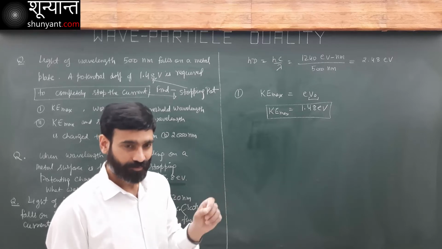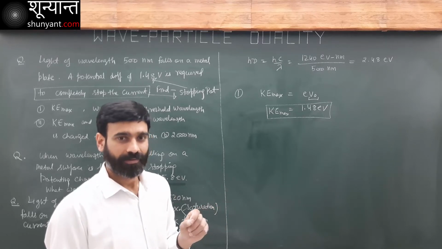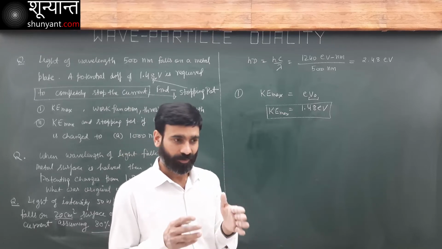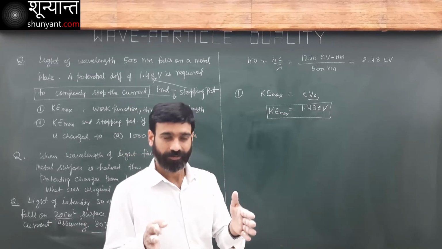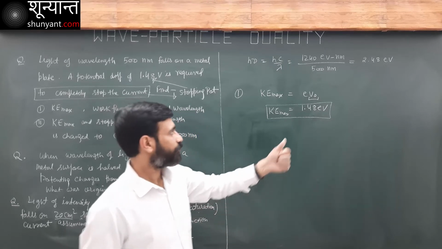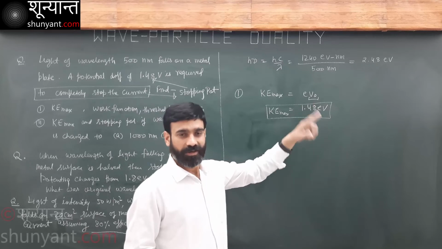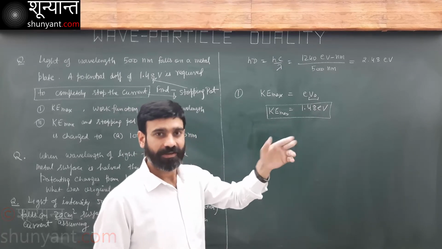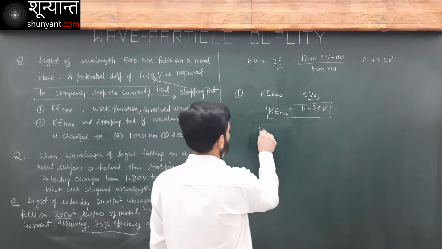If kinetic energy is 10 electron volt, I need to apply a potential difference of 10 volt to stop that electron. If stopping potential is 1.8 volt, the maximum kinetic energy will be the same number in electron volt.